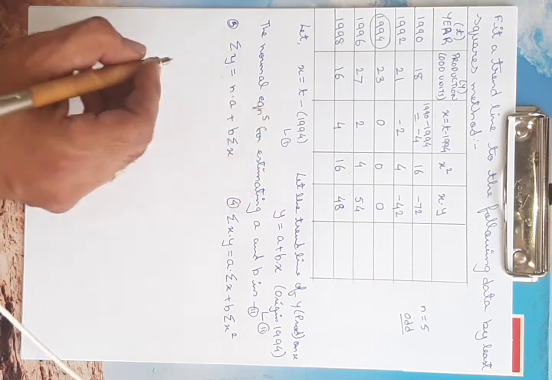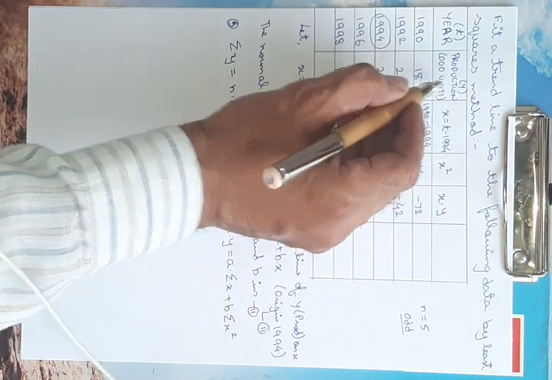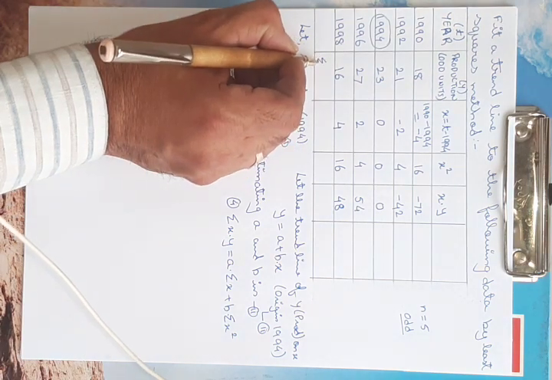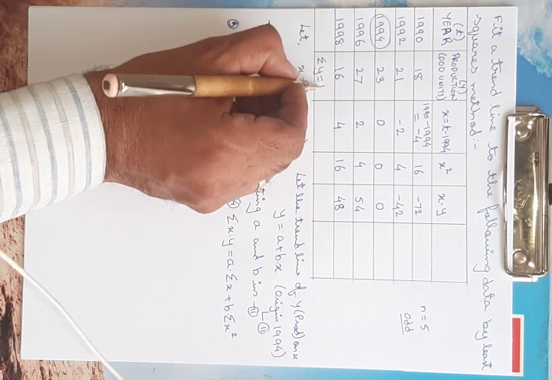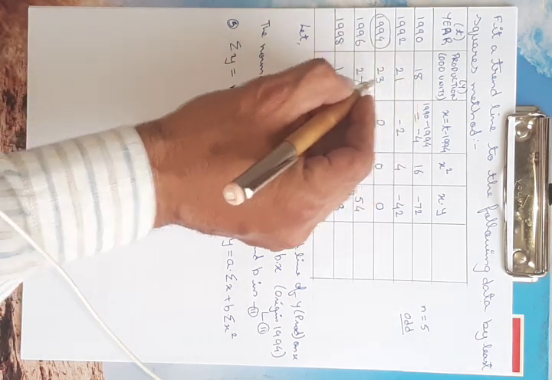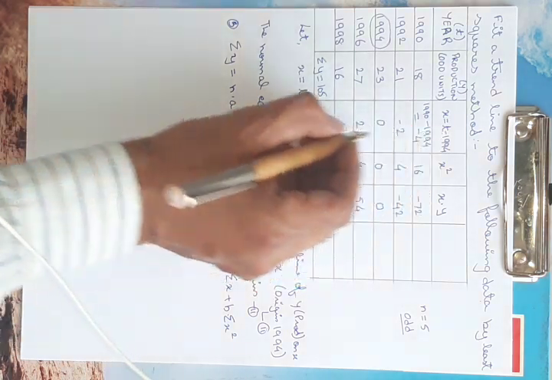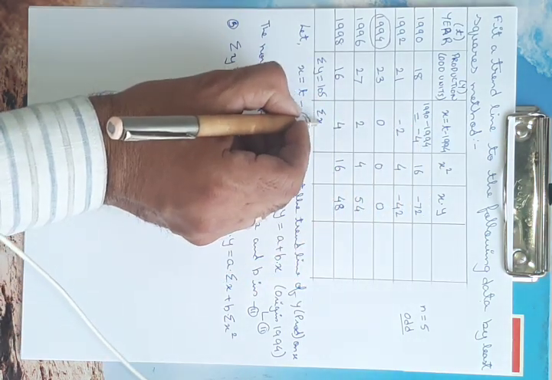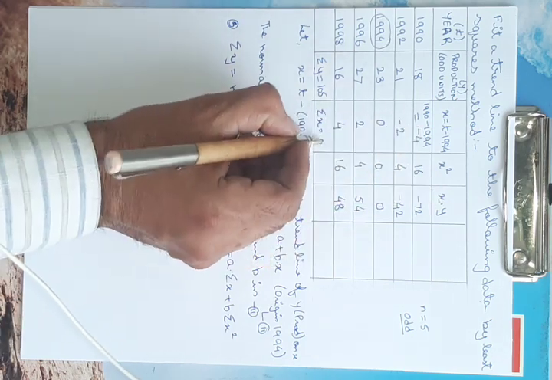Now we need to substitute the values. Here we want summation of y, so we need to calculate the total of y, that is the addition of y. The addition of all these values comes out to be 105. Here summation of x is also required, so summation of x means minus 4 minus 2 plus 2 plus 4, that is 0.